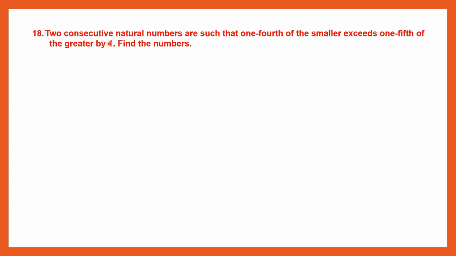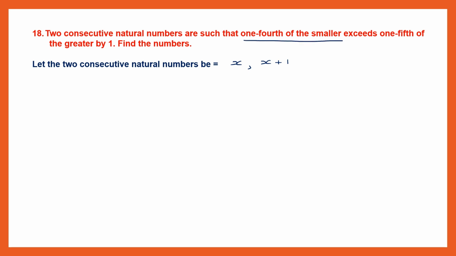Question 18. Two consecutive natural numbers are such that 1/4 of the smaller exceeds 1/5 of the greater by 1. Find the numbers. Okay. So let's consider the two consecutive natural numbers to be x, and consecutive means the one that comes next to it, so it will be x plus 1. So these are the two numbers, and here it says 1/4 of the smaller one. So 1/4 of the smaller means the smaller number is x, 1/4 is 1 by 4 of x, which is x by 4.